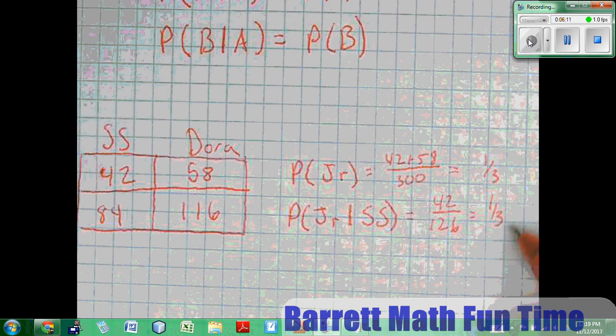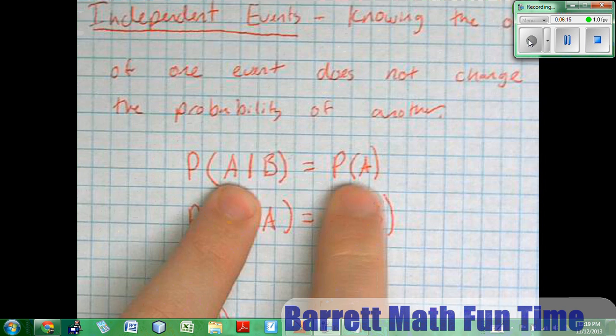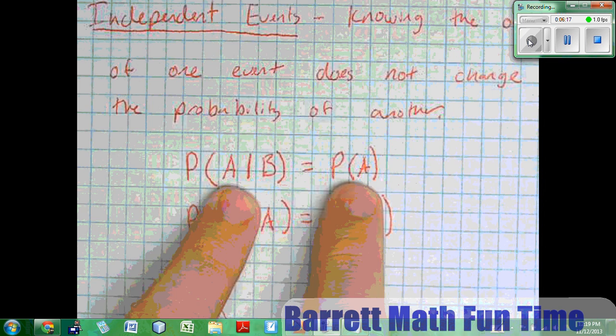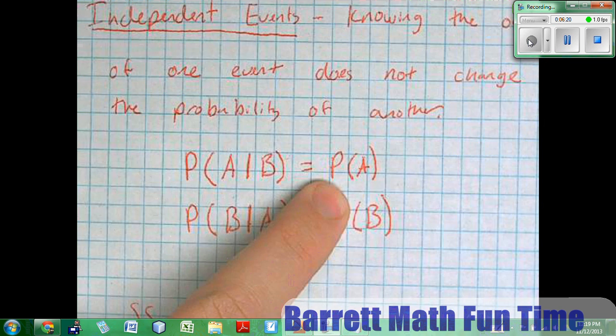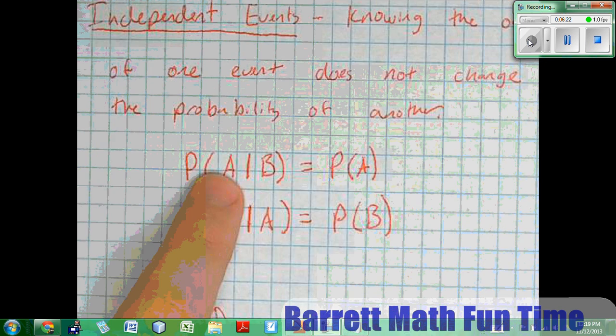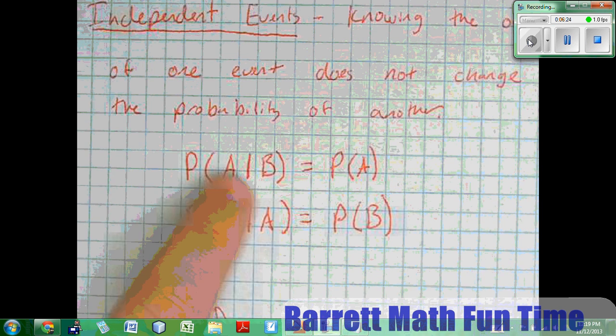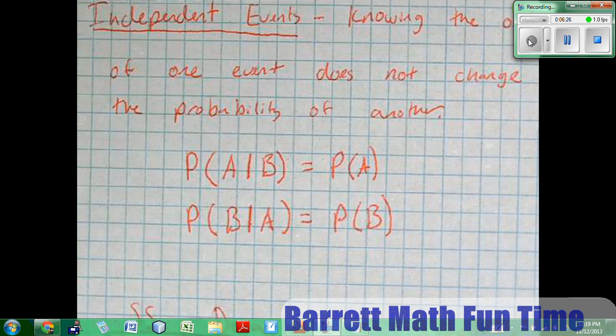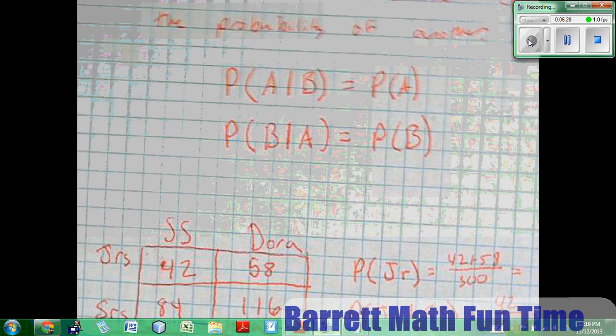That means that's this qualification. See, the probability of junior was 1/3. Probability of junior given SpongeBob was 1/3. So they're equal to each other. Right? Let's do it the other way around.